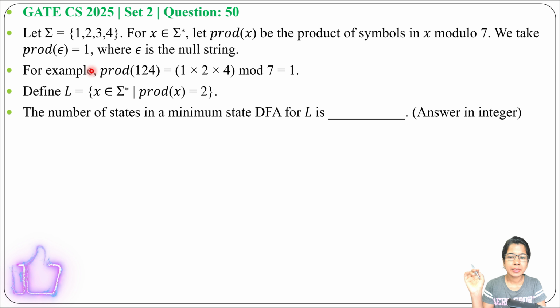Hey everyone, let's solve one previous question of TOC. This question was asked in GATE CS 2025 set 2 question number 50. Let sigma equals {1, 2, 3, 4}.